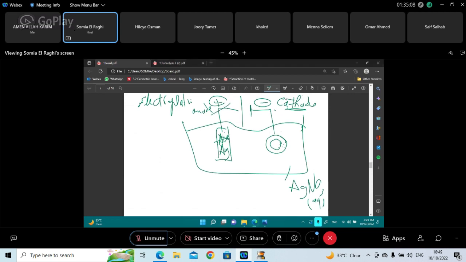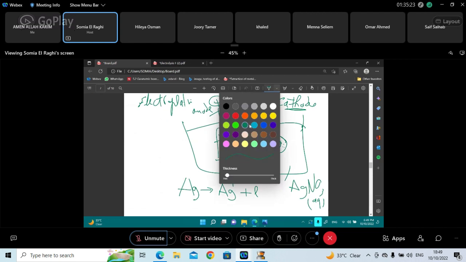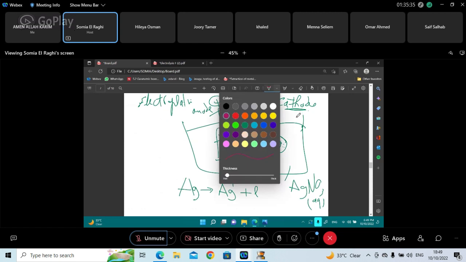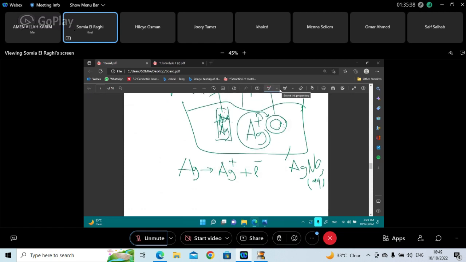The anode dissolves. What's the meaning of dissolve? I write down one equation: silver forms silver ion and electrons. That's it. So where will this ion go? To the electrolyte. I get silver ion in the electrolyte. Where will it be attracted? Toward the cathode. So you flip the equation at the cathode area. One equation and you flip.